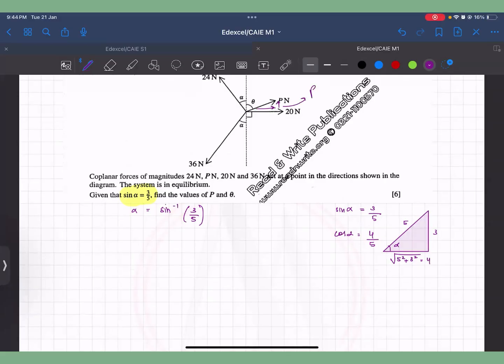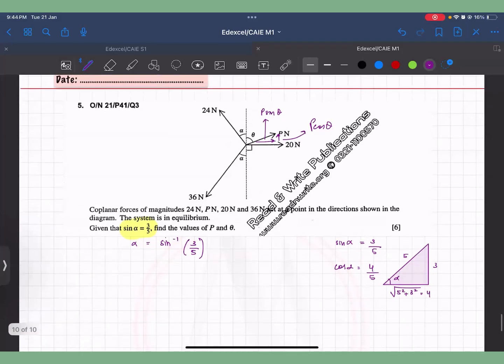This one would be P, and this is the component adjacent to this theta. So this would be P cos theta. And this would be P sine theta. This force and this force. This one would be 24 sine alpha. This would be 24 cos alpha. This would be 36 sine alpha. This would be 36 cos alpha.